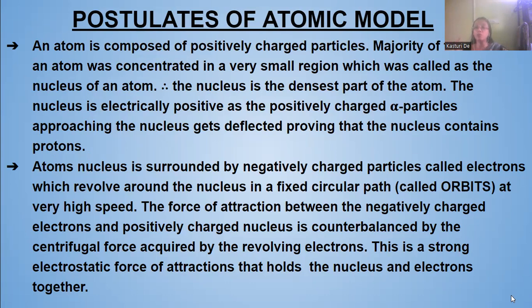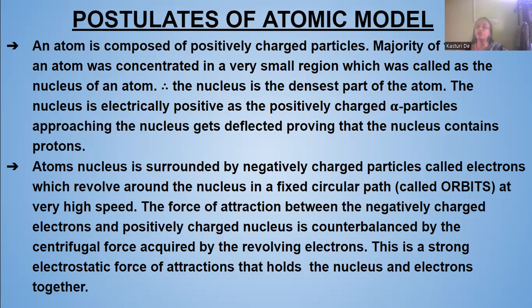Now, the atom's nucleus is surrounded by negatively charged particles, known as electrons, which revolve around the nucleus in fixed circular paths, known as orbits, at very high speed. It is like the solar system: imagine that the sun is the nucleus of the atom, and the planets revolving around the sun are compared to the electrons, the negatively charged particles which revolve around the nucleus at very high speed.